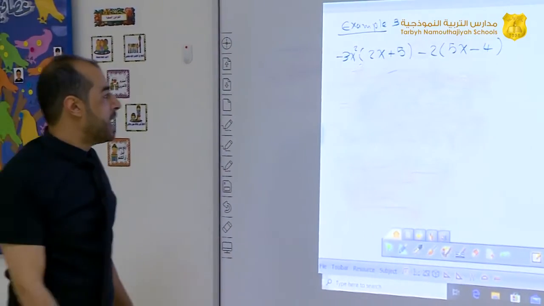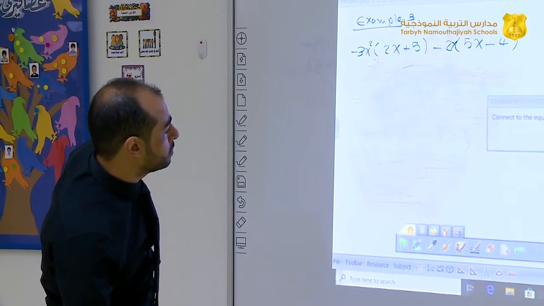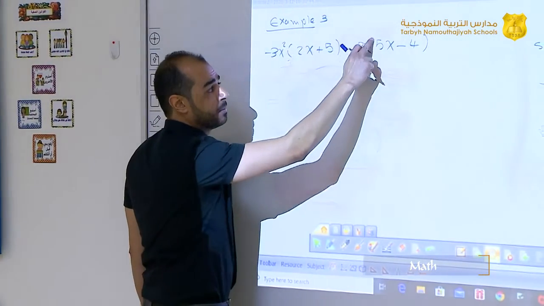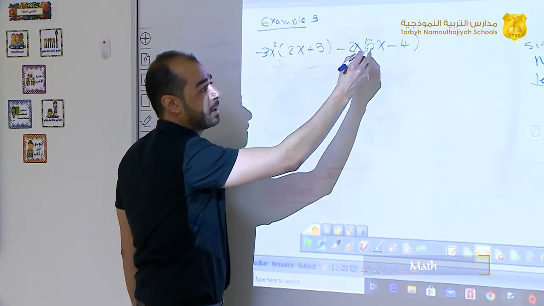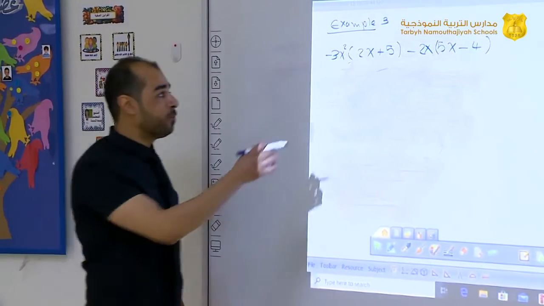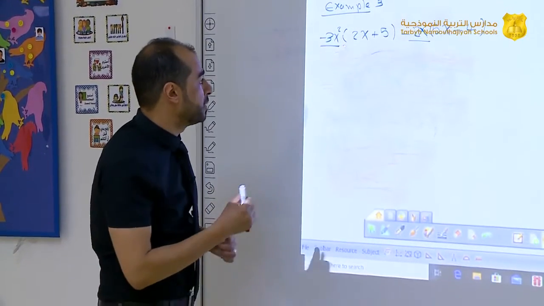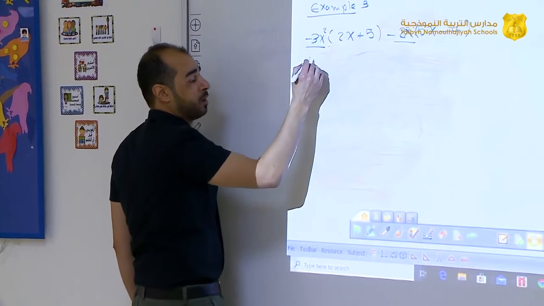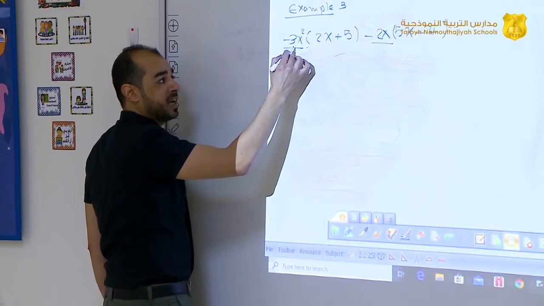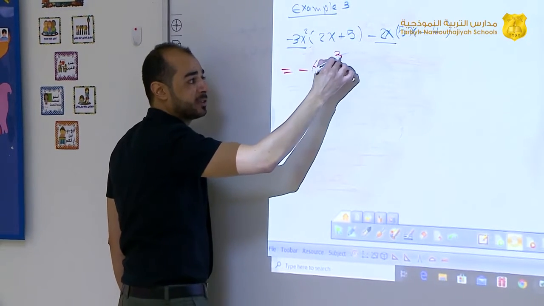Okay guys, here we have negative 3x to the power of 2 multiplied by 2x plus 5, minus 2x multiply 5x minus 4. First, for each polynomial we have an element outside it. So first step, we need to use the distributive property to get the product of each one of them. So here, let's use the same way, sign by sign, negative by positive, negative. 3 multiply 2, we get 6. x to the power of 2 multiply x, we get x to the power of 3.